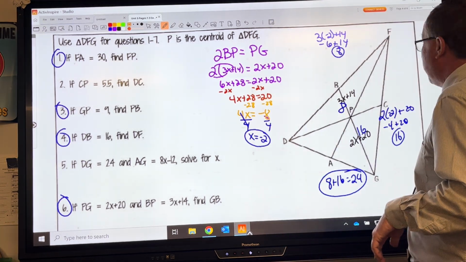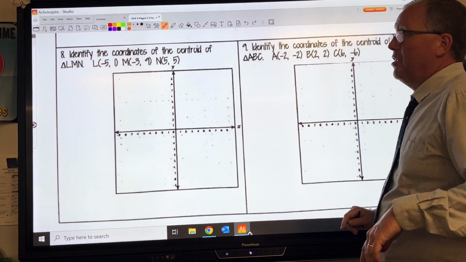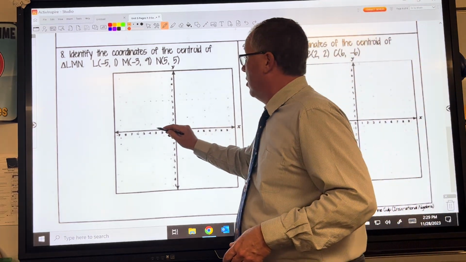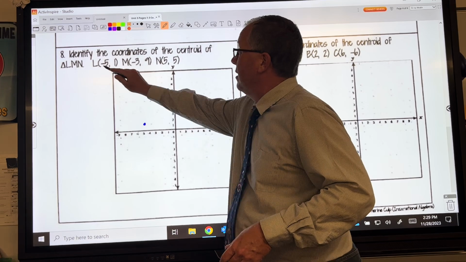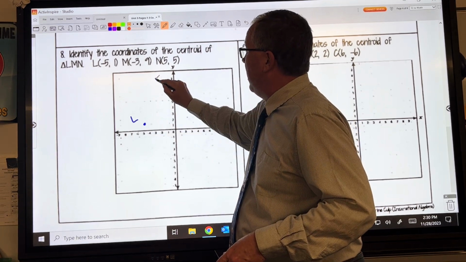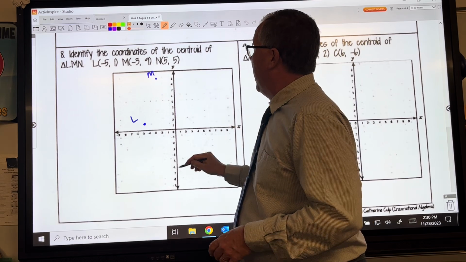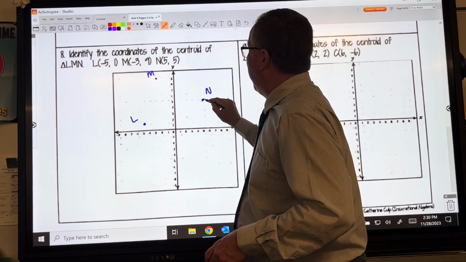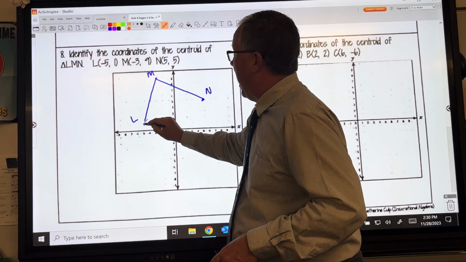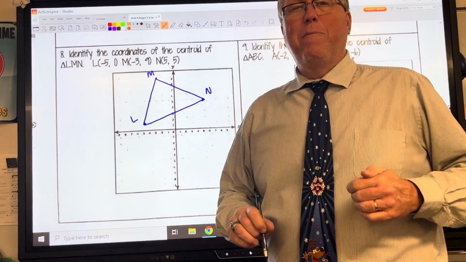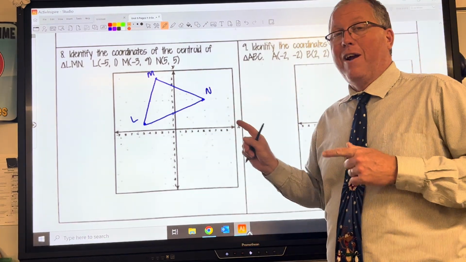Now, one little side note on number 8. You'll notice there's no triangle. So you need to graph the triangle first. Go to -5, 1. That's where L is. You need to go to -3, 9. That's where M is. You need to go to 5, 5. And that's where N is. So you need to do that first using your straight edge. Then go find your midpoints, connect it to your vertices, and find your centroid.